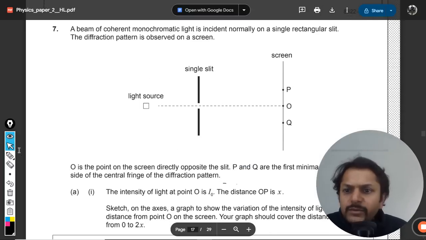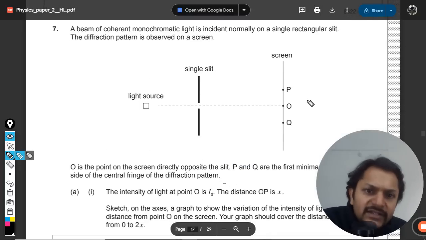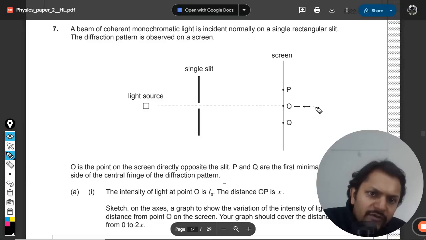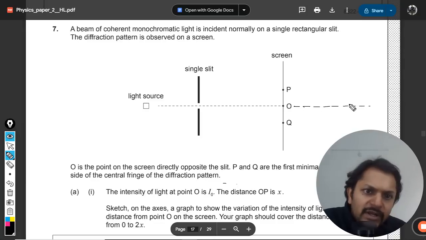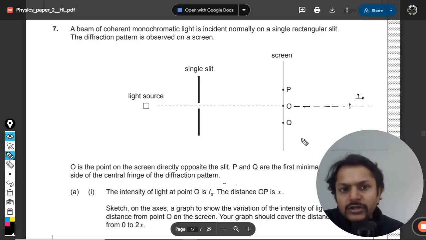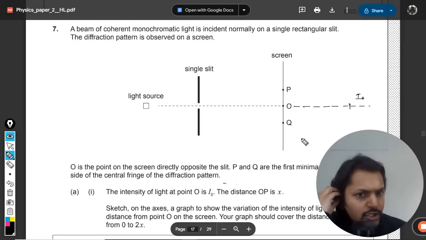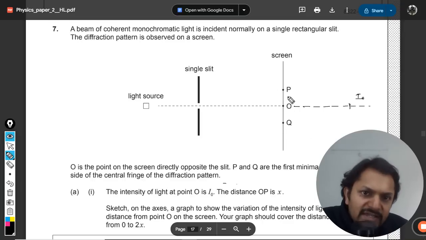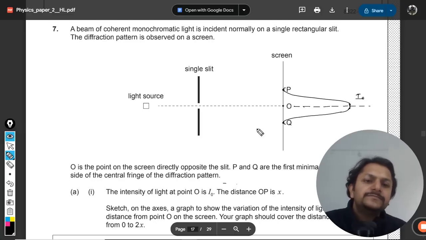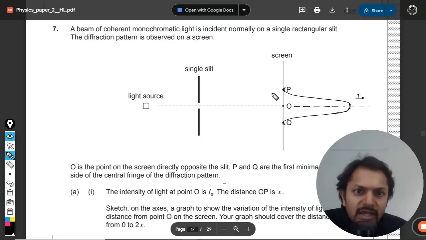So, as per the information given here, diffraction is taking place, and O is the point where the maximum is coming. Like, let us say this is the maximum intensity that is happening, and the intensity will be I naught. Although the value is not given, and there will be no formula also, so we can just write it as I naught. P is the point where the first minima is occurring, so it will go somewhat like this. Okay, so this is P and this distance is X.